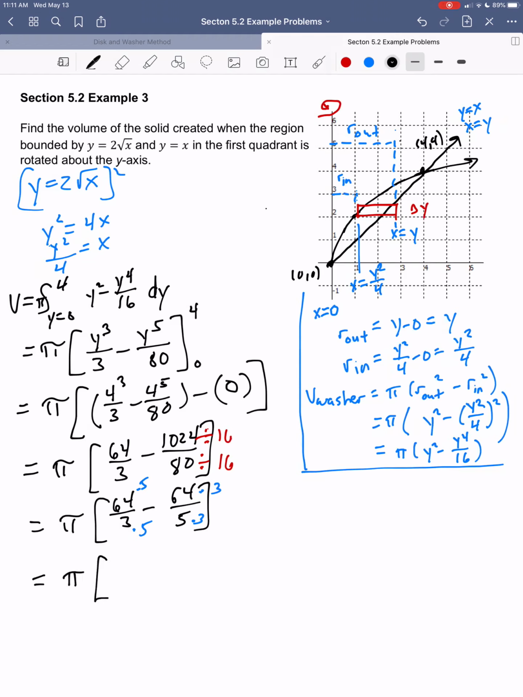So 64 times 5 is 320. 64 times 3 is 192. So if I subtract, I get 128 over 15, and I'll just stick the pi up there, and that would be the volume. Notice it's not the same volume that we got in the last example, so it makes a difference which axis we're rotating around.